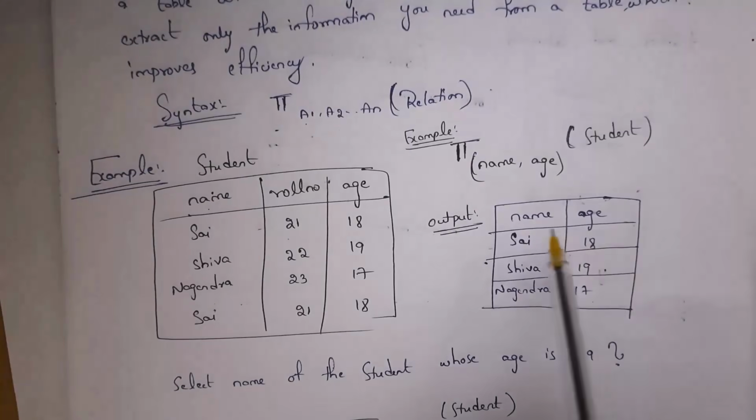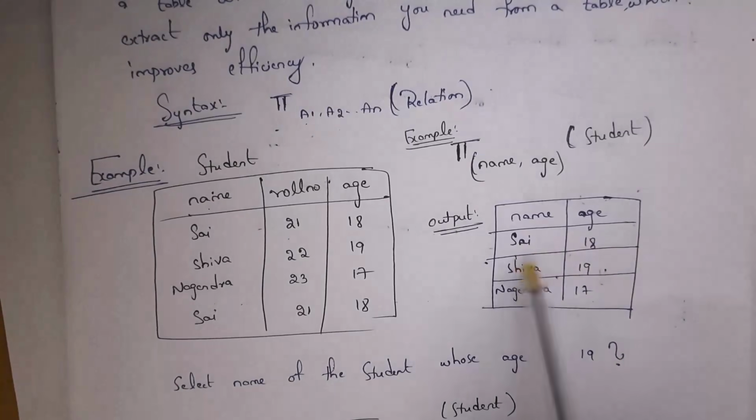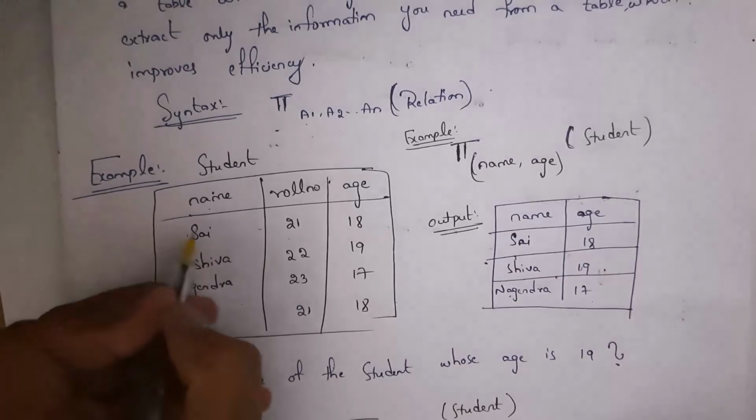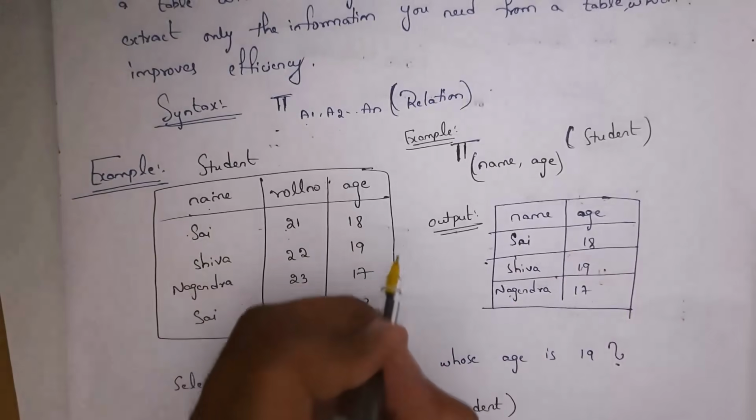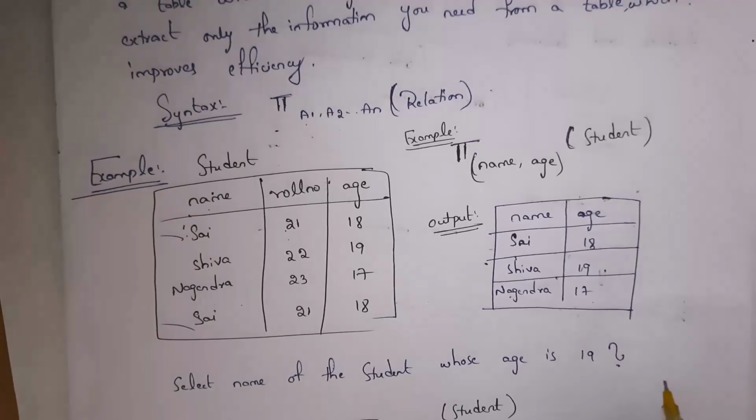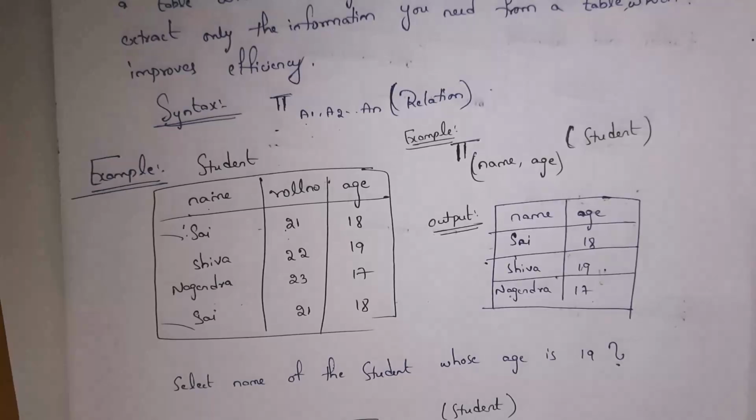So I will get output name Sai age 18, Shiva 19 and Nagendra 17. Guys, actually here name Sai, roll number 21 and age 18 is repeated twice. Even if any particular record is repeated twice, it will display only once. So projection operation will not allow duplicate values. If any particular record is repeated multiple times, it will display that record only once.